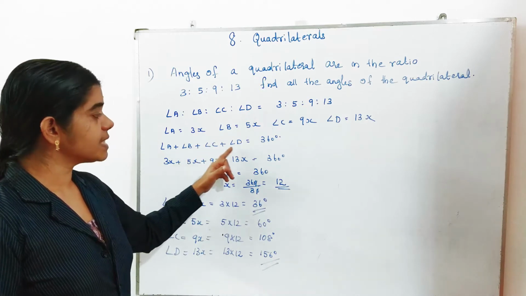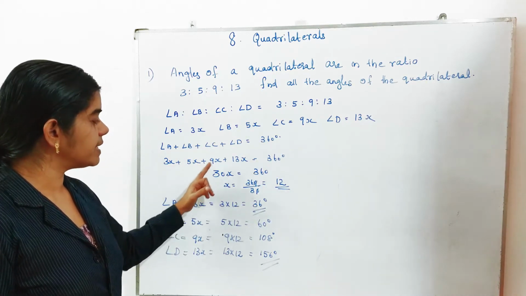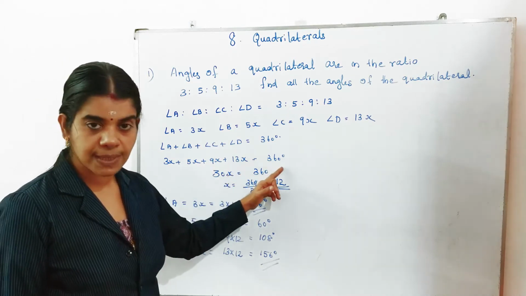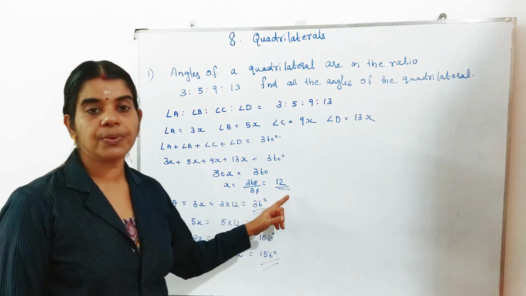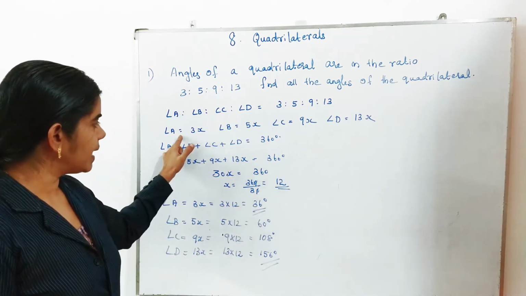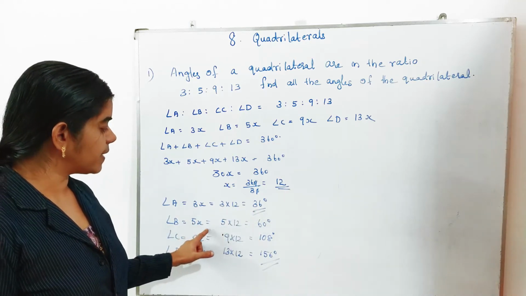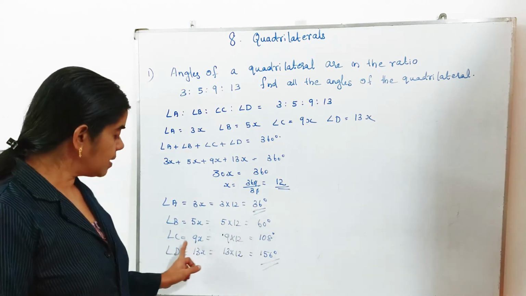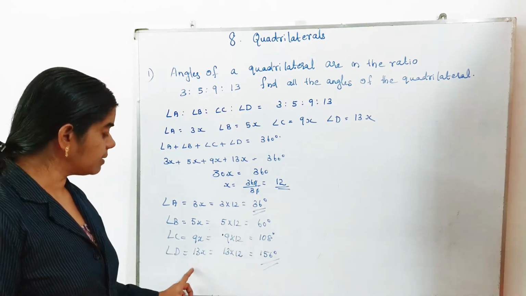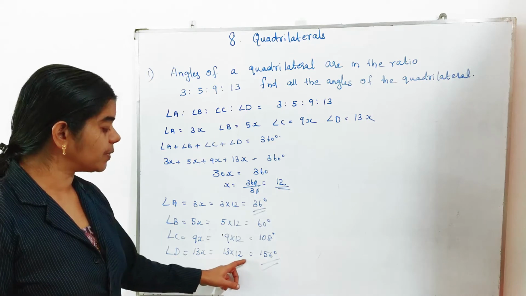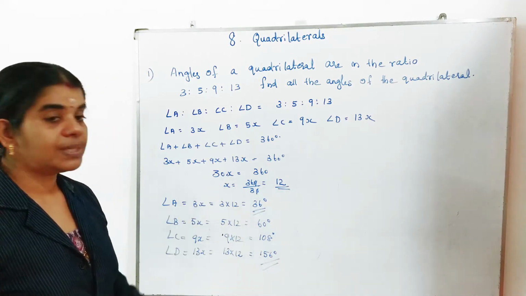So A plus B plus C plus D is equal to 360 degrees. Then 3x plus 5x plus 9x plus 13x is equal to 360. 30x is equal to 360. So x is equal to 12. Then angle A means 3x, that is 3 into 12, 36. B is equal to 5x, 5 into 12, 60. Angle C equal to 9x, 9 into 12, 108. Angle D is equal to 13x, 13 into 12, that is equal to 156 degrees. So you got all the four angles.